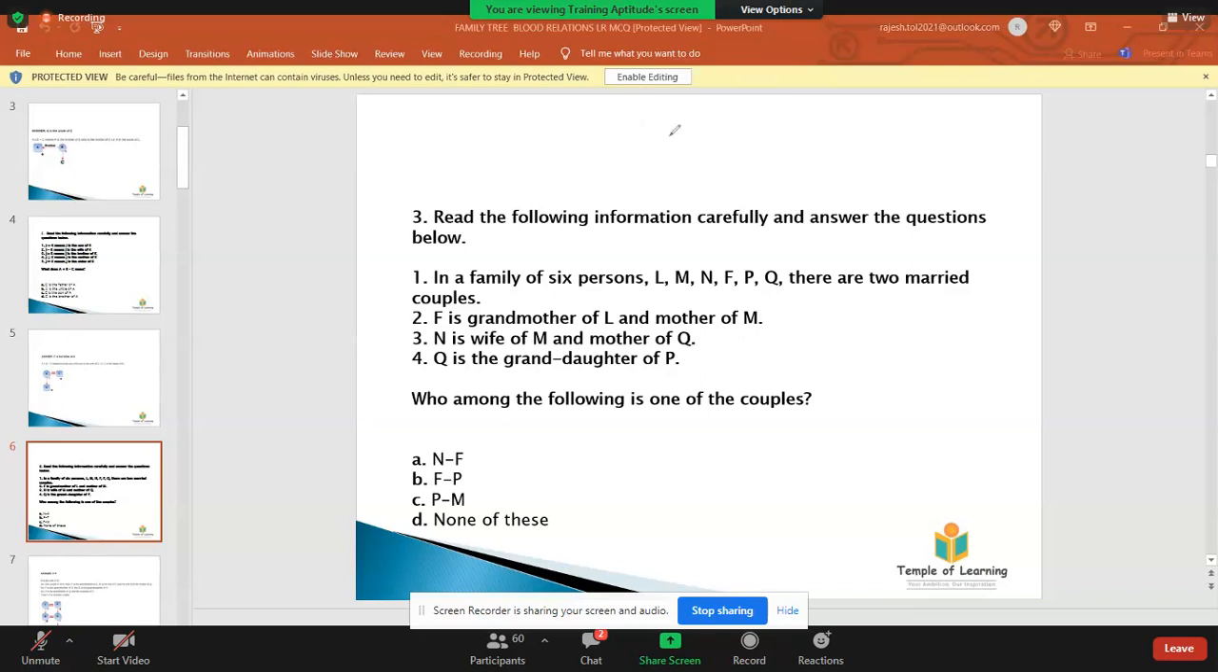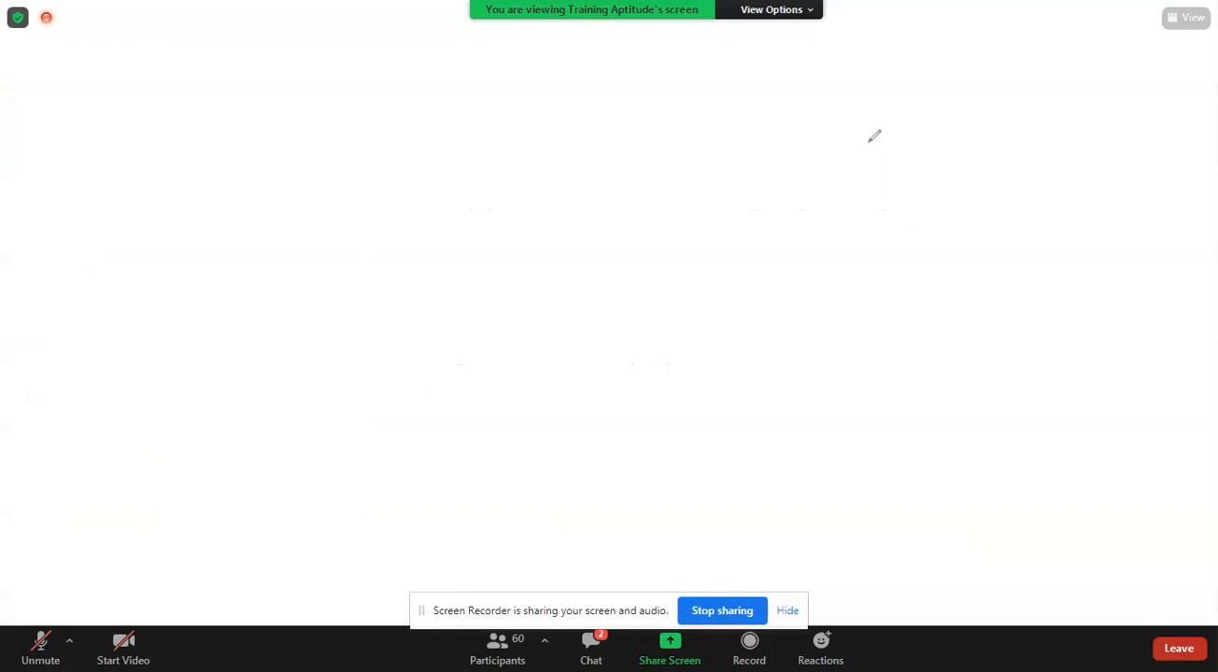F and P. Okay. Question says, in a family of 6 persons, F is the grandmother of L. F, grandmother. F is female, grandmother of L. L is one generation below, not told whether grandson or granddaughter. And mother of M. F is the mother of M. Fine.